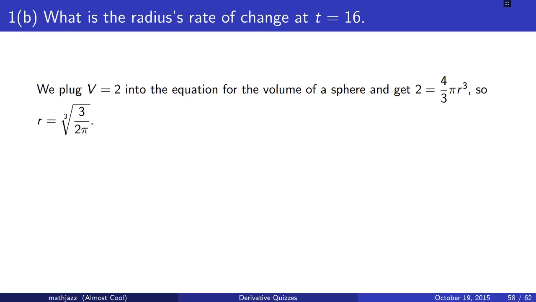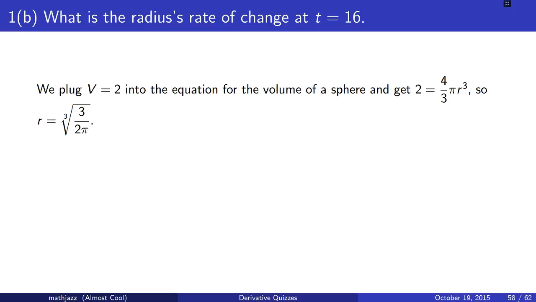1b. What is the radius's rate of change at t equals 16? We plug V equals 2 into the equation for the volume of a sphere and get 2 equals 4/3 pi r cubed. So r equals the cube root of 3 over 2 pi.